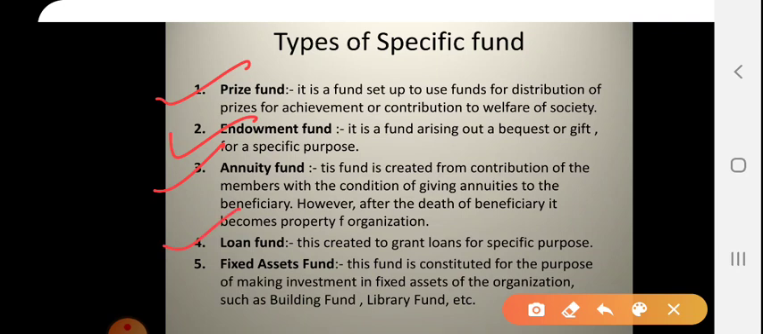Next is loan fund. It is created to grant loans for a specific purpose. Suppose an educational institution sets up a loan fund to grant loans to needy students to pursue higher studies. This is called loan fund. The next is fixed asset fund. It is the fund which is constituted for making investment in fixed assets like building, library, pavilion, etc.